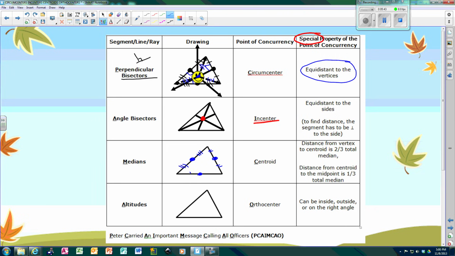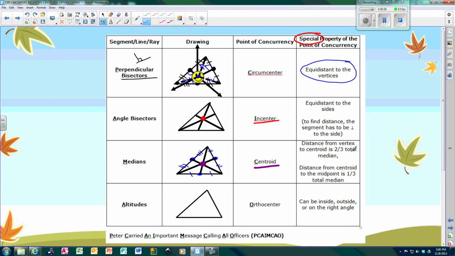And this piece is equal to this piece. And now the medians, if you'll remember from earlier, you start at your corner and you just connect to the midpoint. Go to this corner, connect to the midpoint. Go to this corner, connect to the midpoint. And guess what? Where they all intersect, that's their point of concurrency, and it's called the centroid.